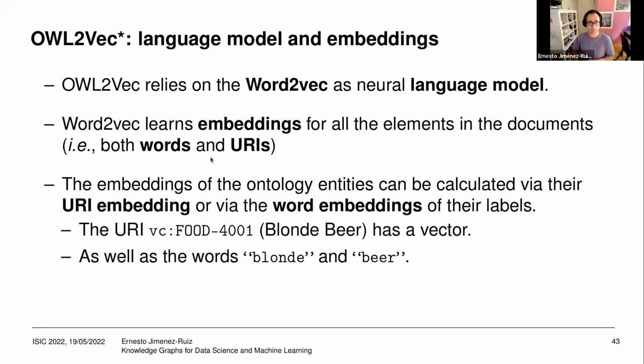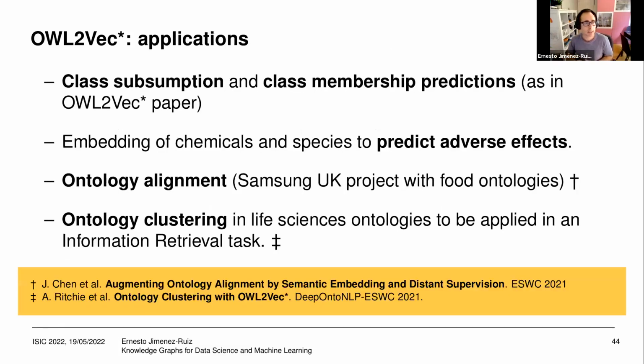And so, yeah, this is just an example. For blonde beer, we were going to get a vector for the entity representing blonde beer, but also for the words blonde and beer. And that could be very powerful and very tailored to the ontology, or to the case we are working with. And again, the applications could be several. In the Autobake paper, we tried to evaluate the embeddings in a class membership prediction scenario.